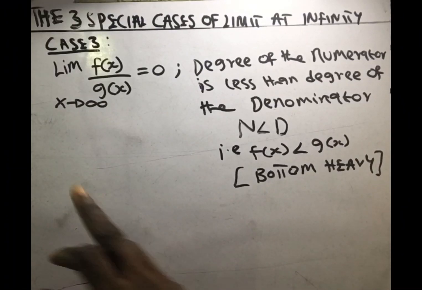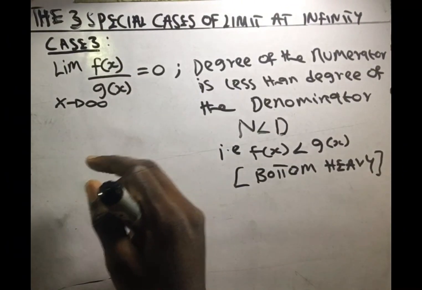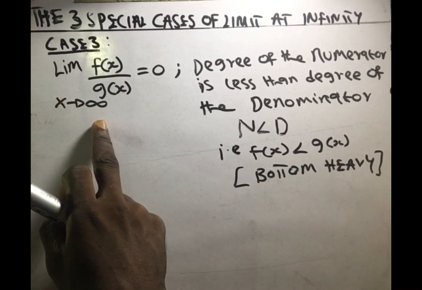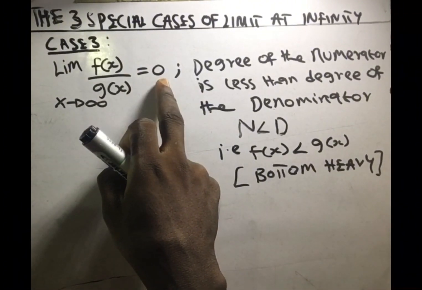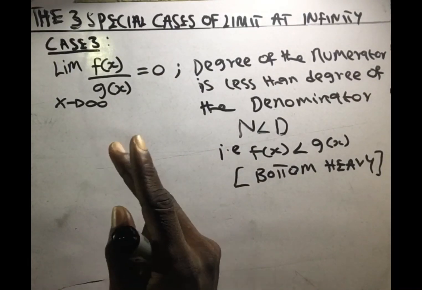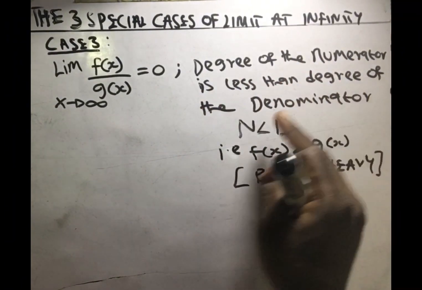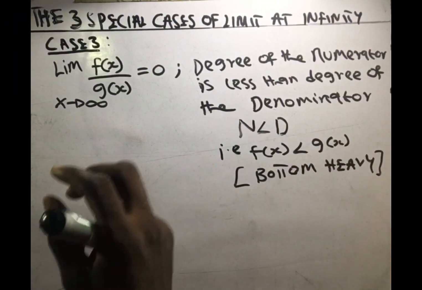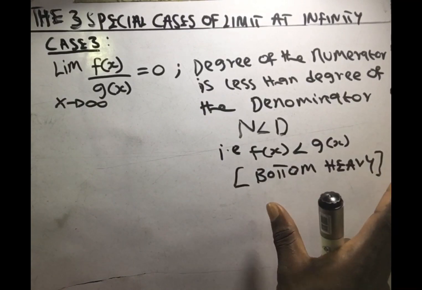So let us write through the last case, which is the third case. This case basically states that if you have a rational function and the limit tends to infinity, and after substituting infinity into the rational function you have 0, it means the degree of the numerator is less than the degree of the denominator, which is n less than d. I refer to such a situation as bottom heavy. And just remember that for a bottom heavy you have 0.